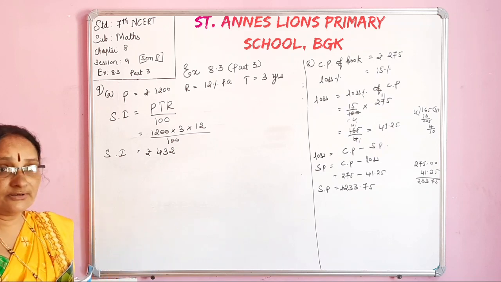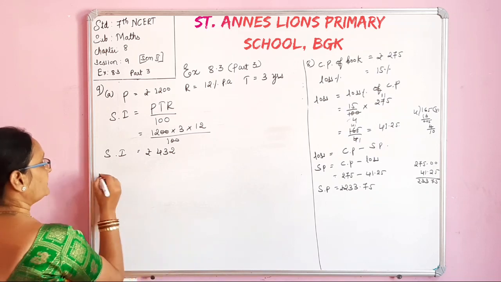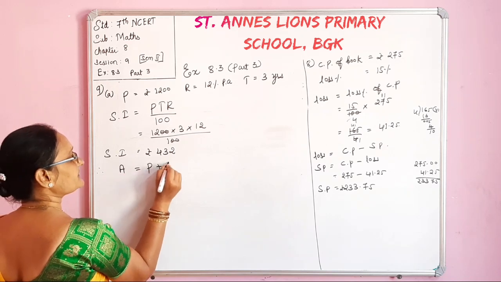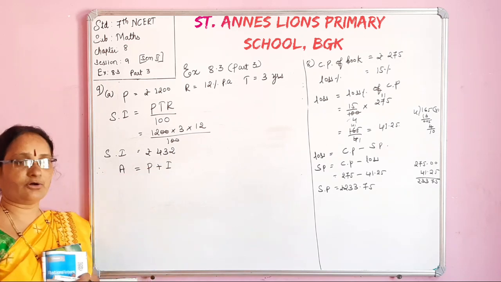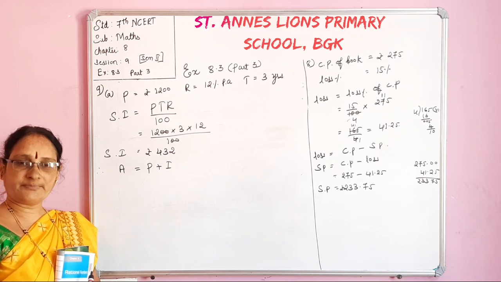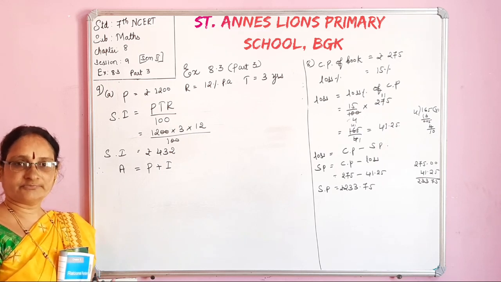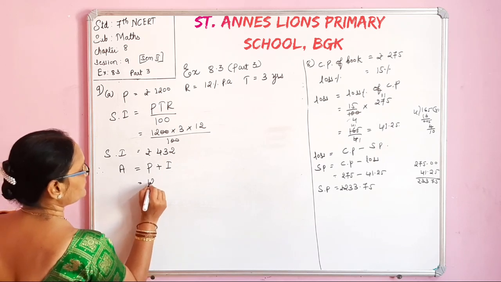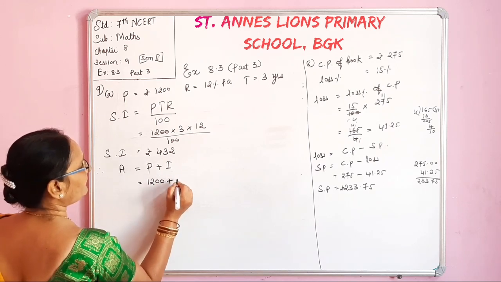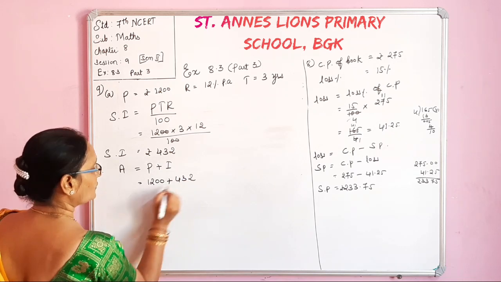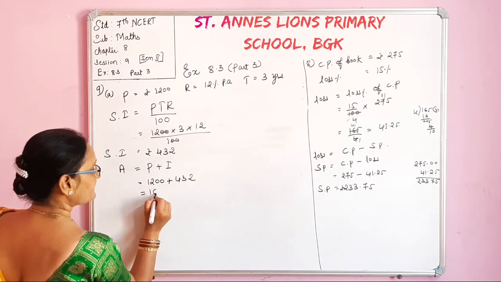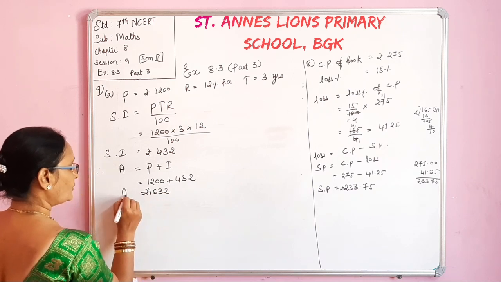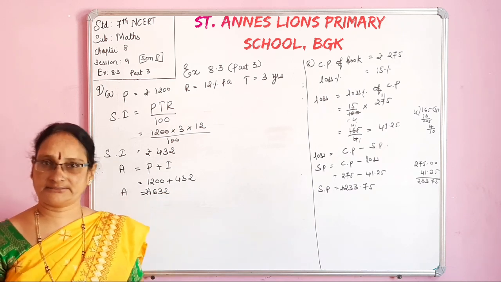Okay, now what we have to find out? Amount to be paid. Therefore, amount is equal to P plus I is the formula. All the formulas altogether I have given in the beginning of this exercise. I hope you are following all these things. A is equal to, what is the P? 1200. What is the interest we found out now? 432. So the total is 1632 rupees is the amount to be paid to the bank.